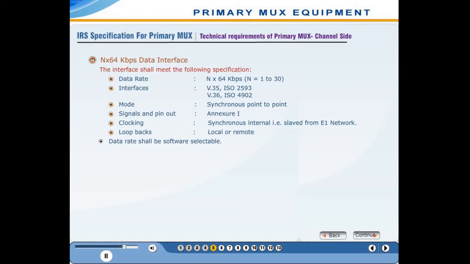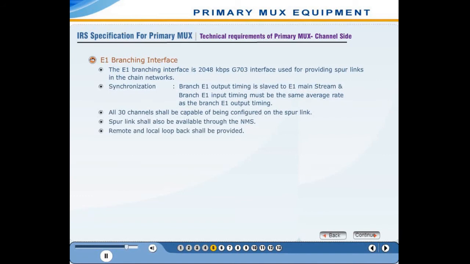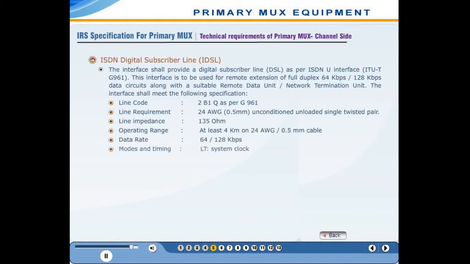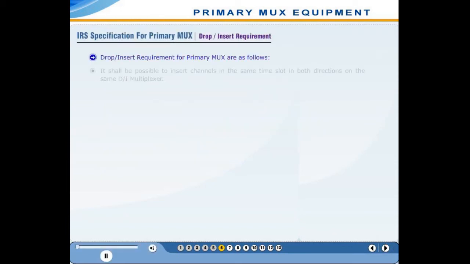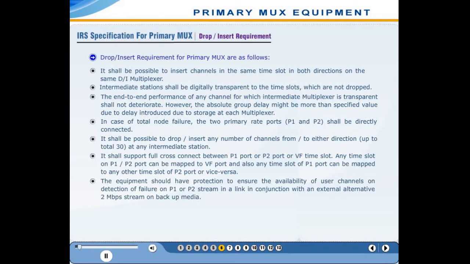Technical requirements of primary MUX on channel side for E1 branching interface are shown on the screen. Technical requirements for ISDN digital subscriber line are shown on the screen. Drop insert requirement for primary MUX are as follows.